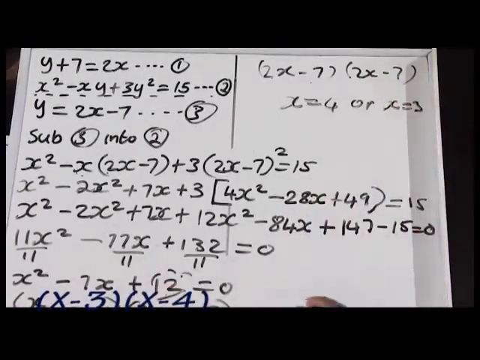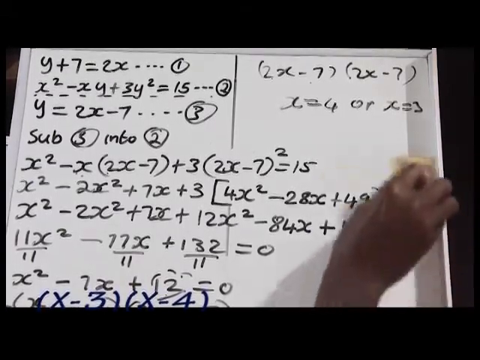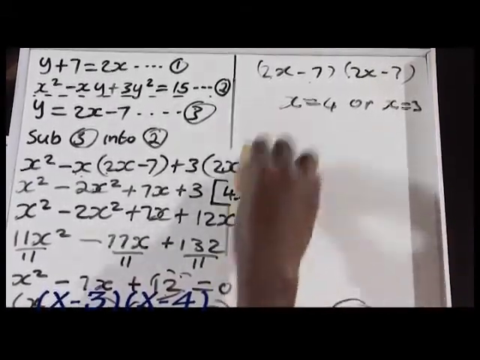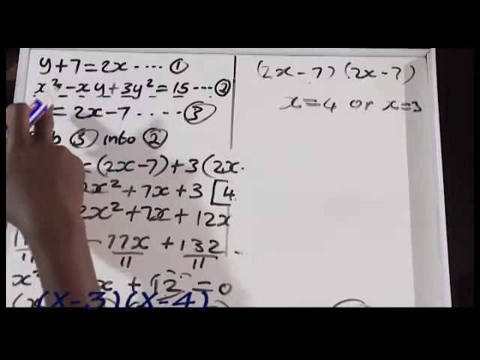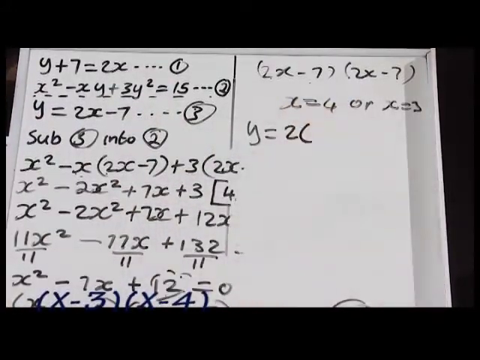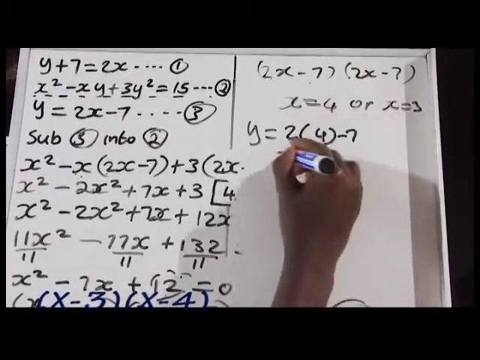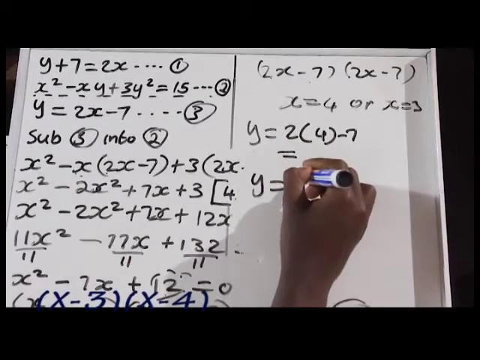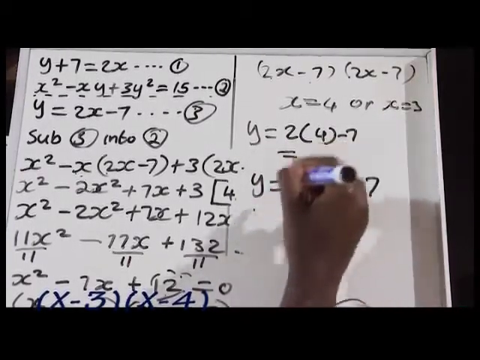Now guys, you can make it equation 4, right? Then remember that your equation 4, what can you do? You can substitute your equation 4 into your equation 3. So we have y equals 2 times 4 minus 7, then y equals 2 times 3 minus 7.